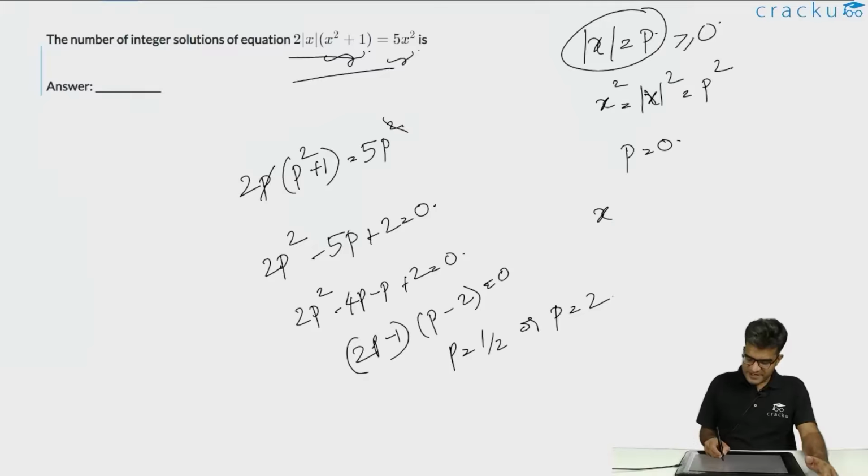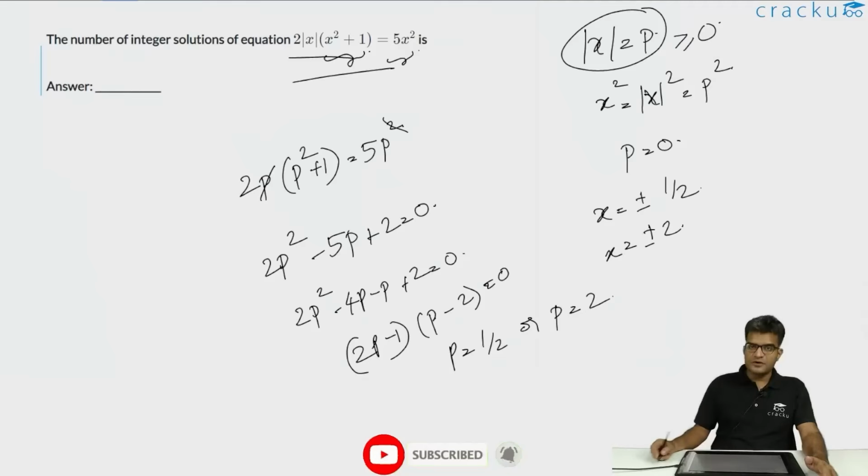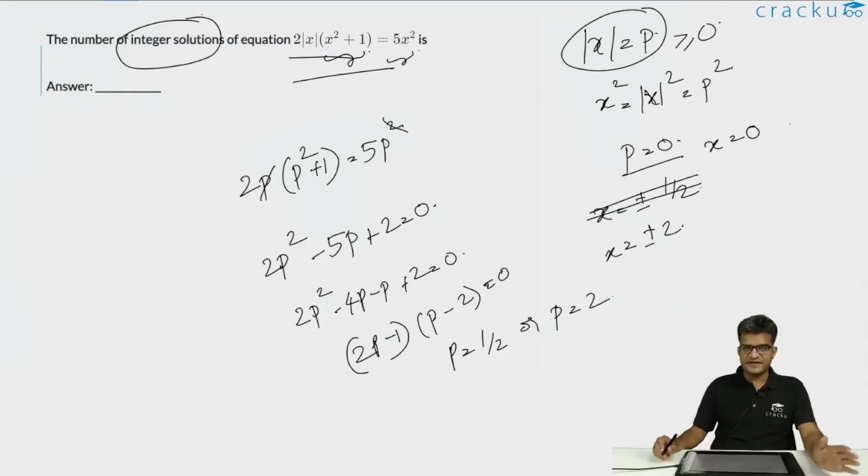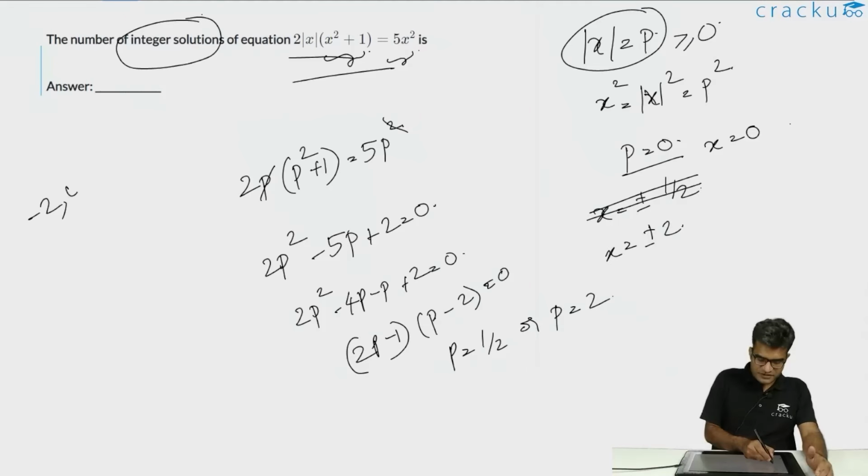So the value of x is either equal to plus or minus 1 by 2, or the value of x is equal to plus or minus 2, or if p is equal to 0, the value of x is equal to 0. We are only looking for integer solutions. So we don't need to consider this case where x is plus or minus 1 by 2. So the value of x is either minus 2 or 0 or 2.